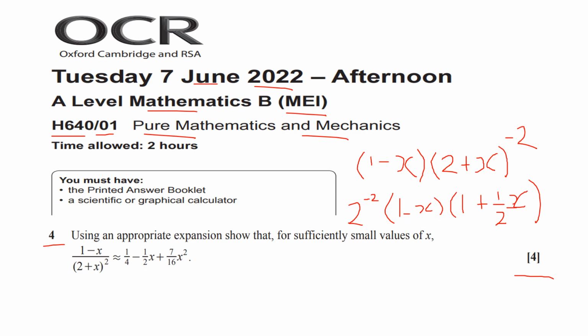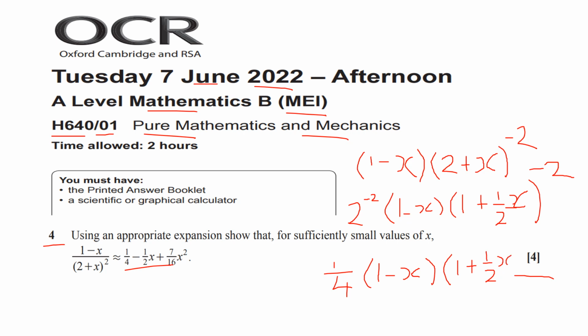Now, normally we would then do the binomial expansion, but if you look here, I can get these 3 terms by expanding this double bracket here. So 2 to the minus 2 is 1 over 2 squared, that'll be a quarter. We're going to have a quarter lots of 1 minus x times 1 plus a half x, to the minus 2.